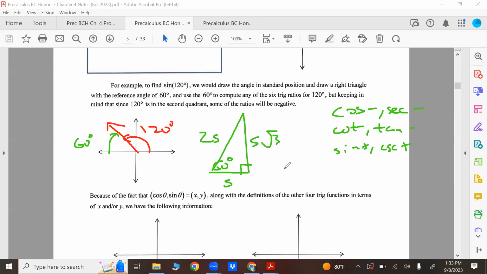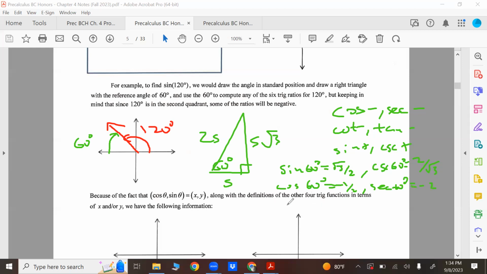You could say sine of 60 degrees is going to be root 3 over 2, because you're doing opposite over hypotenuse. So cosecant will be 2 over root 3. And then you get the rest. Cosine is adjacent over hypotenuse, which is 1/2, but negative. Secant, of course, is -2.